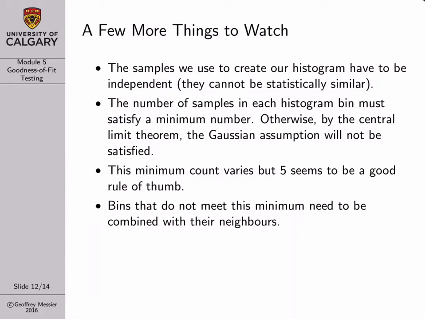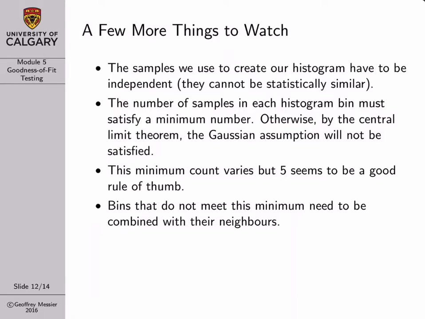There are a few more things that you have to be careful of when you're using the chi-squared goodness of fit test. One thing is that the experimental outcome samples that you use to create your histogram have to be independent or uncorrelated, which means there can't be any statistical similarity between them. Later on in the class, when we study random waveforms or stochastic processes, we will talk about something called an autocorrelation function. An autocorrelation function basically tells you how far you have to space your samples for them to be uncorrelated. So that's something to keep in mind when you're doing a goodness of fit test.